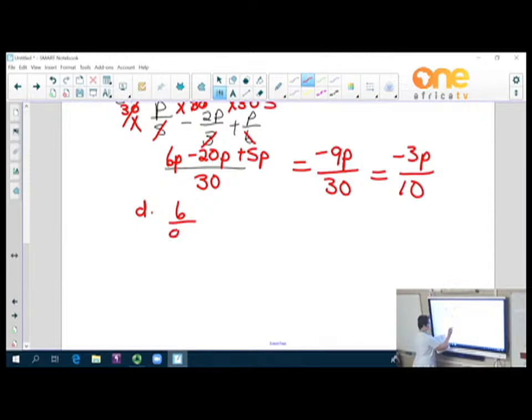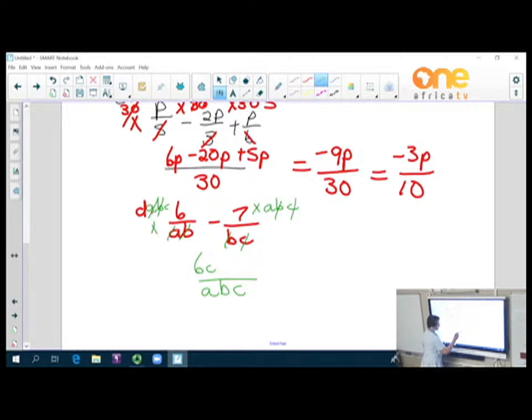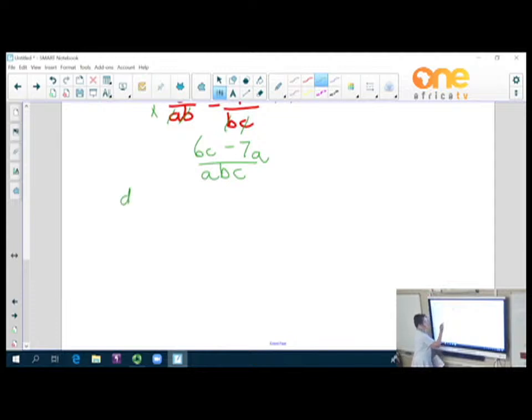6 over AB minus 7 over BC. What is the keyword? LCM. I need to find the LCM. The LCM is something that both can divide into. So I need an A, I need a B, and I need a C. I don't have to take two B's because it's the lowest common multiple. So we multiply with ABC and cancel. AB cancels out, then you have 6C. BC cancels out, minus 7A. That's my answer. You cannot cancel further there.